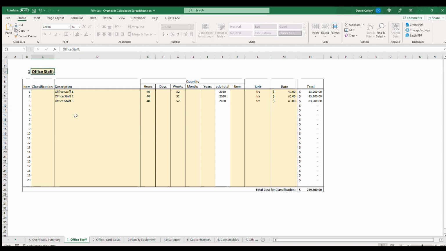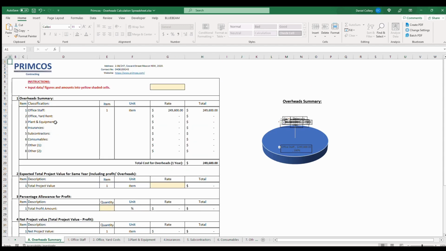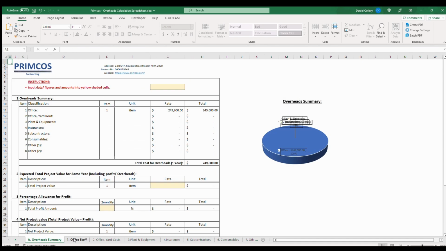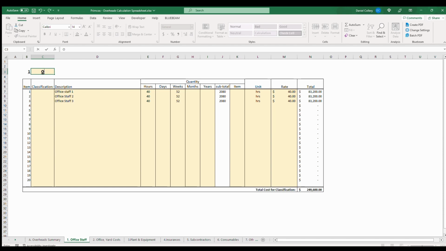With this also, these headings can be edited, and that will reflect back on this same page. So office staff there, if I was to just change that to office, it's shown here as just office. We'll put it back to office staff. That can be done on all these tabs as we go through, and there's also 2 blank tabs at the very end if there's other categories that aren't covered in what I have here.